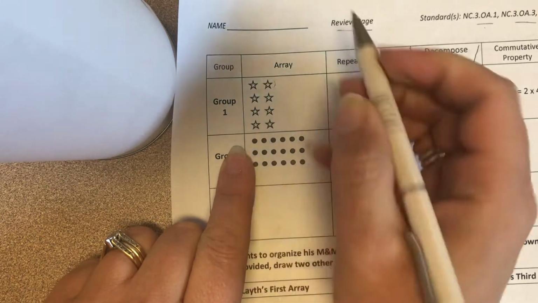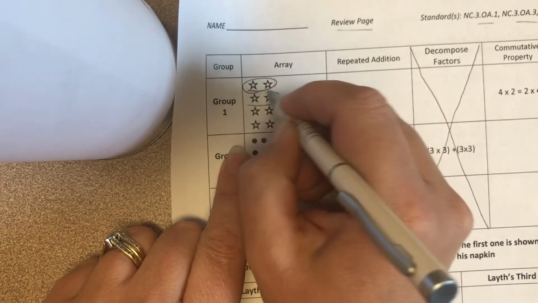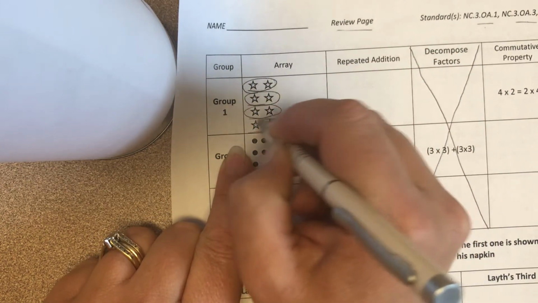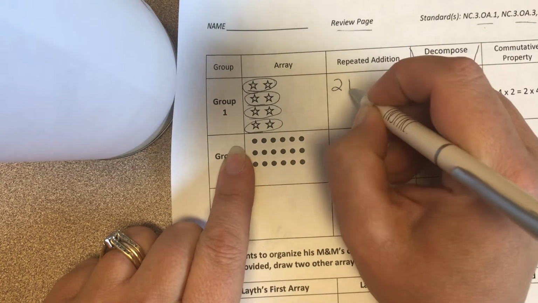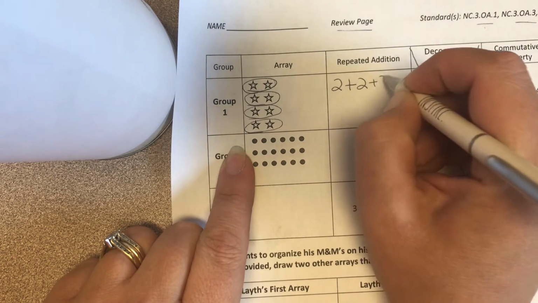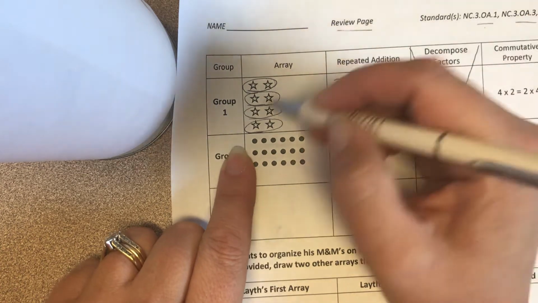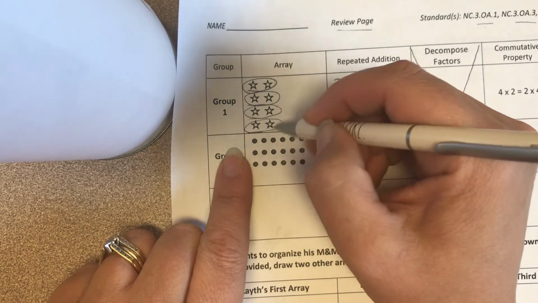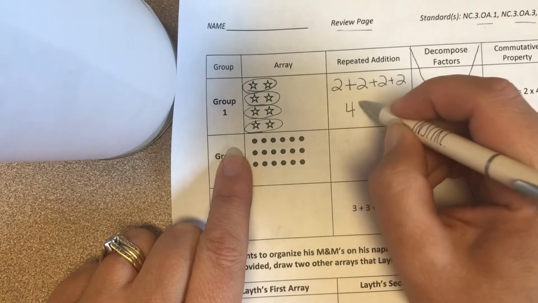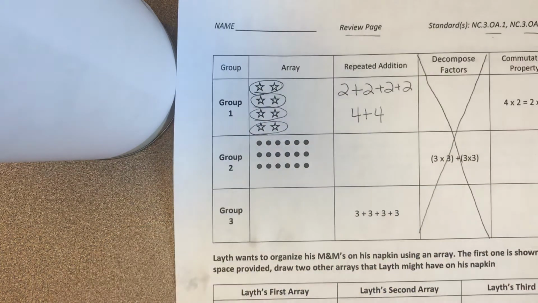So I have 2 plus 2 plus 2 plus 2. Or I could have said 4 plus 4. Either answer is okay. That's kind of extra great if you have both.